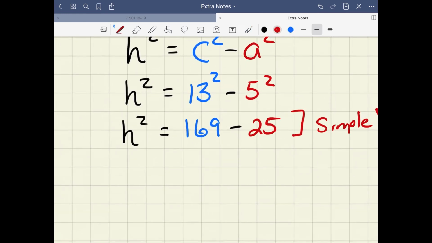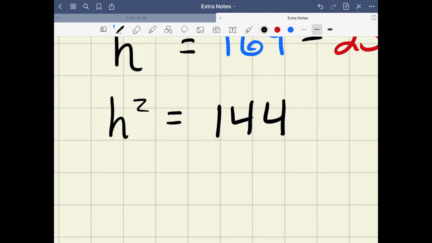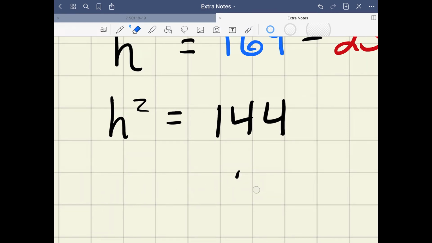Now, if we continue with this line of math, h squared is actually going to equal 144. I want to focus in on this for a second. That means that h times h equals 144. And maybe you know what number times itself is 144. Maybe you know, and you don't have to go any further because you know what h is going to be. But if you do not know what h is, then we take the next step.